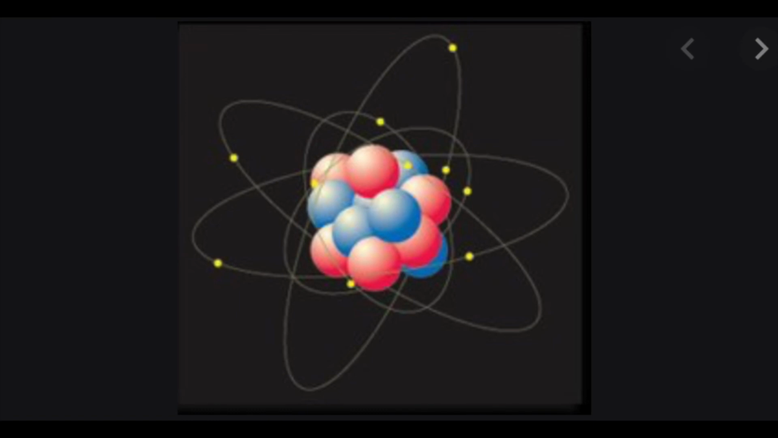Ions are atoms with extra electrons or missing electrons. When you're missing an electron or two, you have a positive charge. When you have an extra electron or two, you have a negative charge.